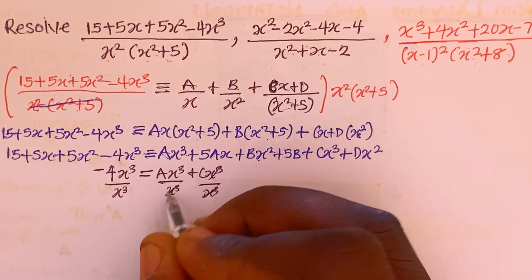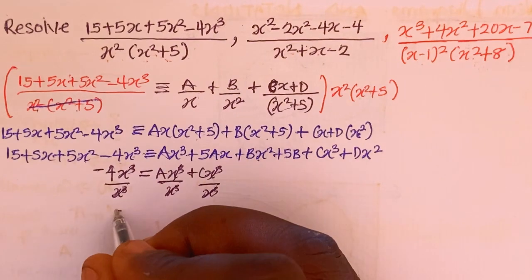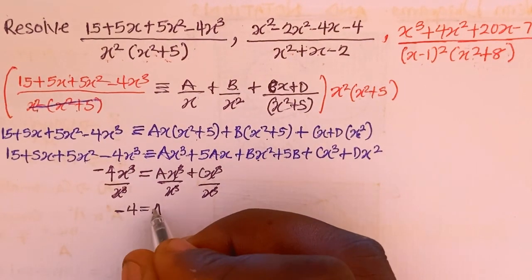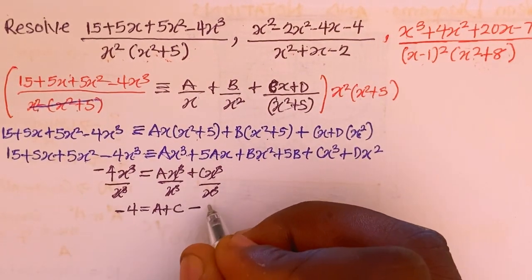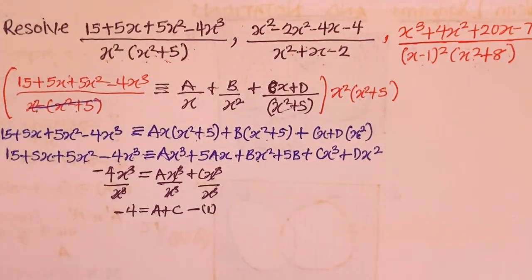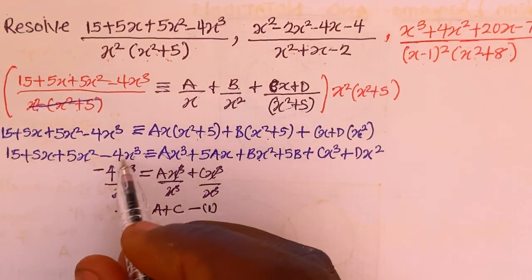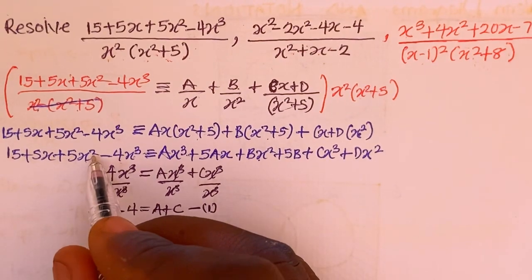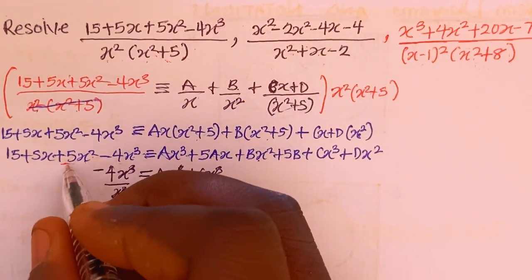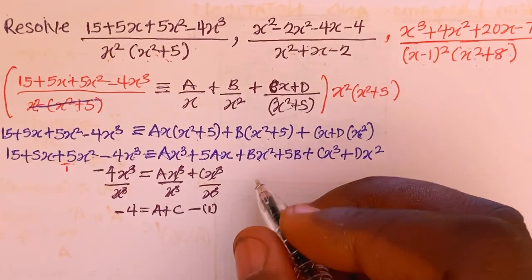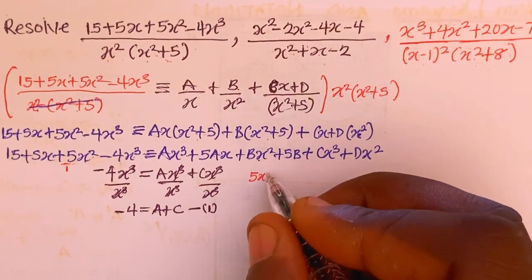This will cancel, this cancel, this cancel this, and I'm having minus 4 equal a plus c, which I can call equation 1. Then after that, the next power of x that I can find here is 2. So here the coefficient is 5, so I'll be having 5s squared.